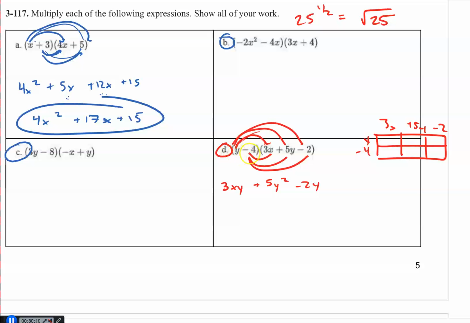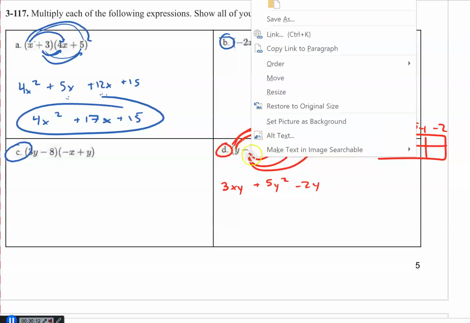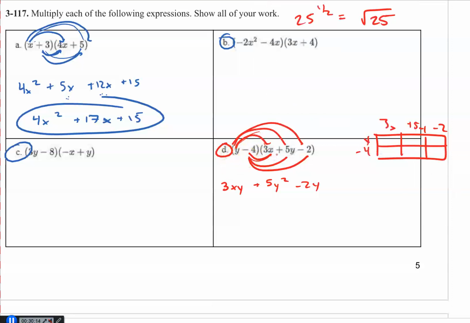So we finish y, and then we move on to negative 4 and pretty much do the same thing. Negative 4 times 3x, that's going to be minus 12x. Negative 4 times 5y, that's going to be minus 20y. And then negative 4 times negative 2 is plus 8. And then you go through and check for like terms. As you can see, there's a negative 2y and a negative 20y. And then that's pretty much it.